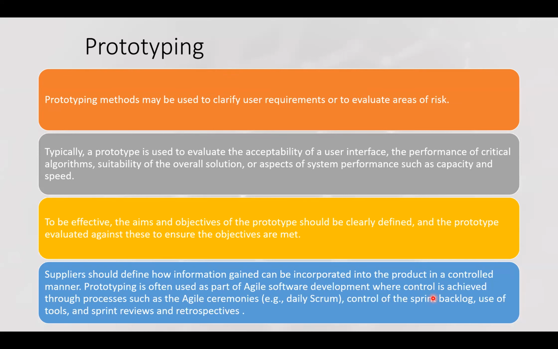Now, prototyping. Prototyping methods may be used to quickly elicit user requirements or to evaluate areas of risk. We need a prototype, some small thing that we can assess and test, to see whether this requirement is going to be fulfilled or whether some modification is required. So prototyping is important. Typically, a prototype is used to evaluate the accessibility of the user interface, the performance of critical algorithms, the suitability of the overall solution, or aspects of system performance such as capacity and speed. So we can understand what the capacity and speed are like, and what the suitability of the overall solution is.